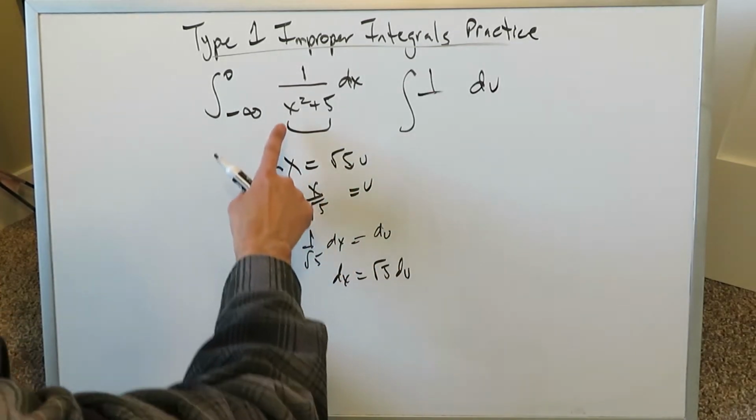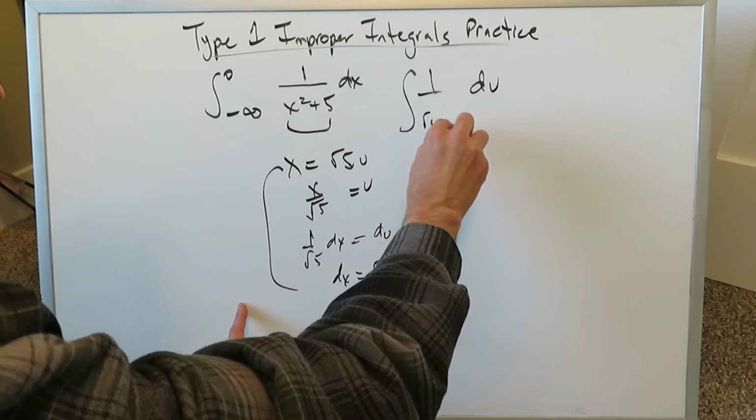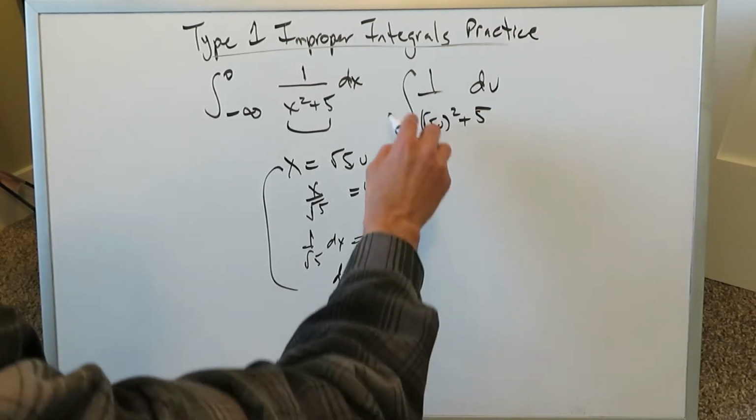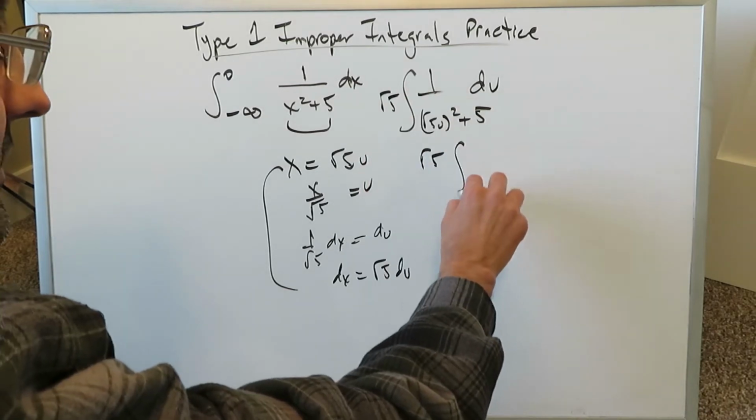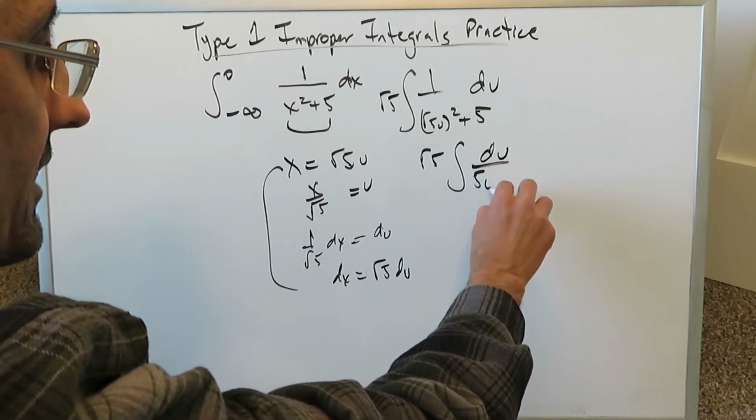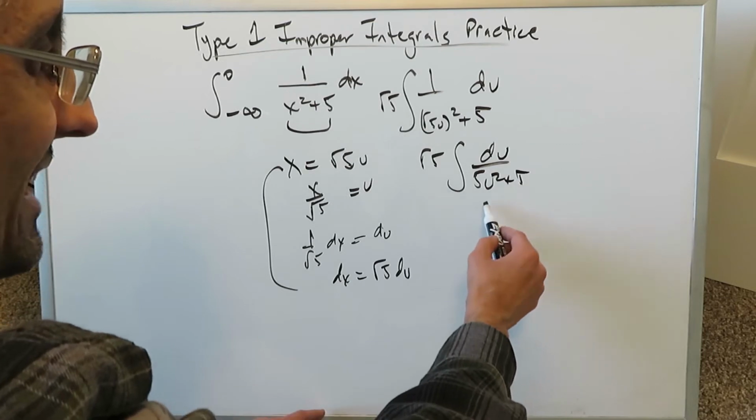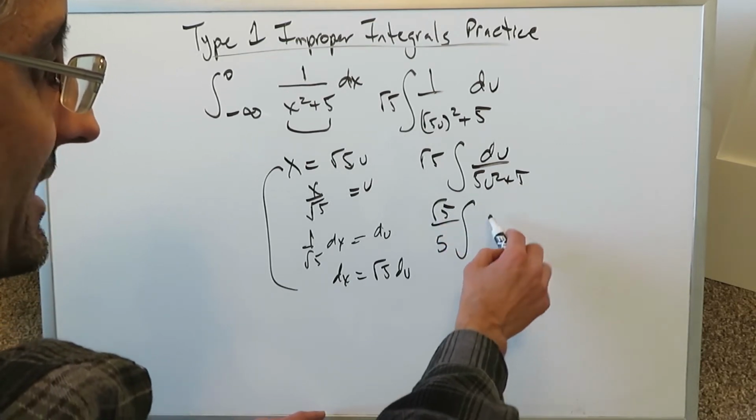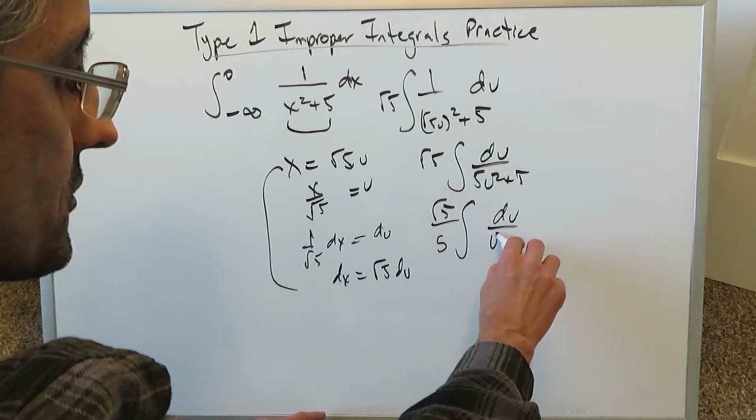1 over x squared plus 5 becomes 1 over (root 5 u) whole squared plus 5. We know dx is equal to root 5 du. So root 5, and then you have du over 5u squared plus 5. You can isolate a 5 over here. Root 5, and I've isolated this 5 and brought it outside the integral sign. I have a du over u squared plus 1.